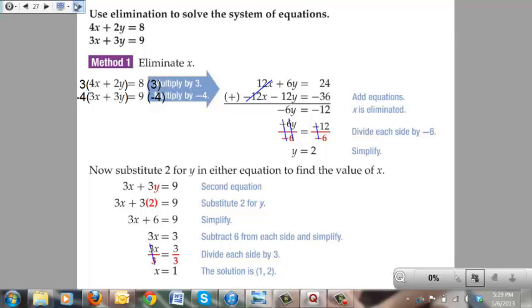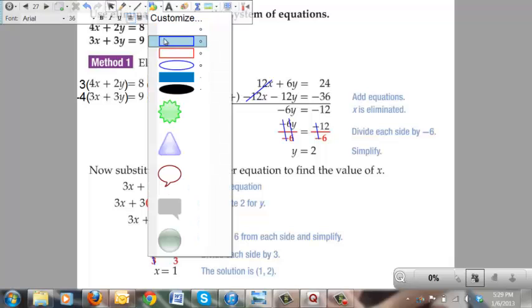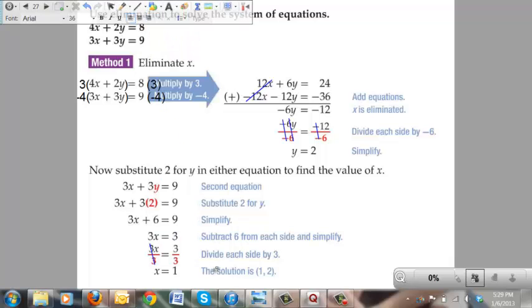Let's put a box around that one just to make it easy to see. Right there. And there it is. The solution is 1, 2.